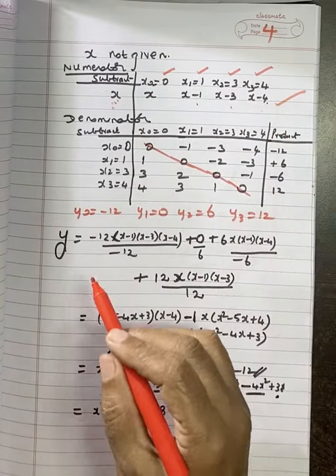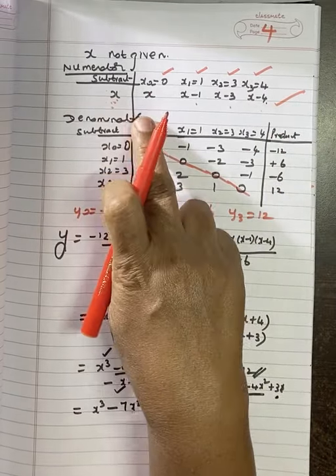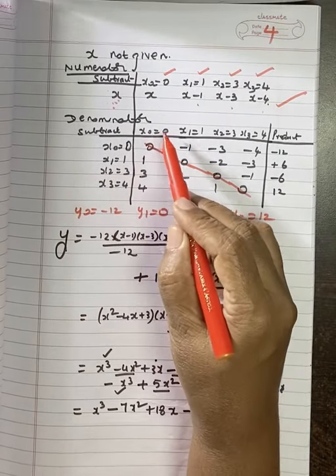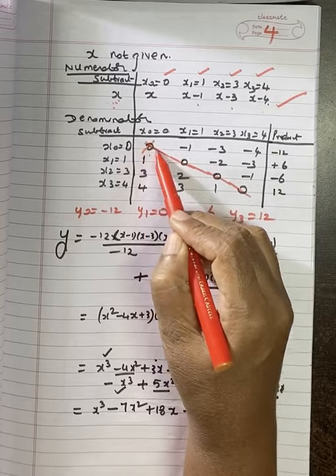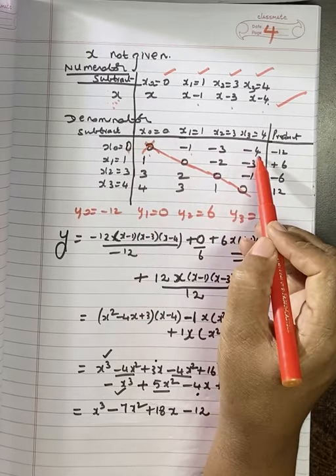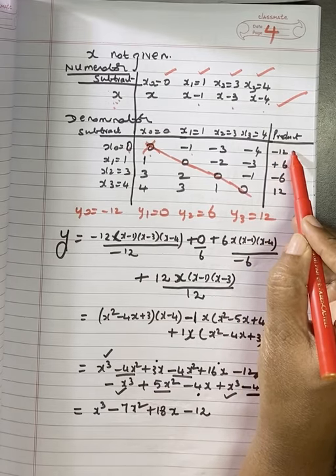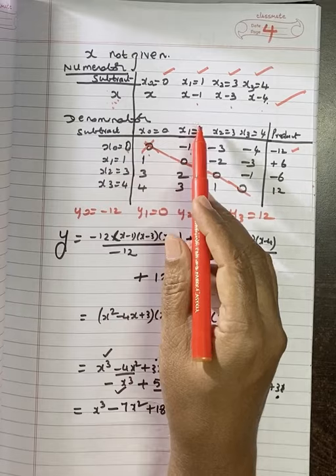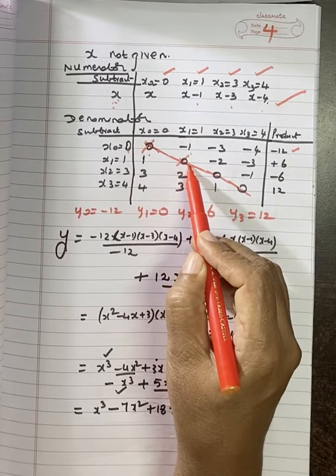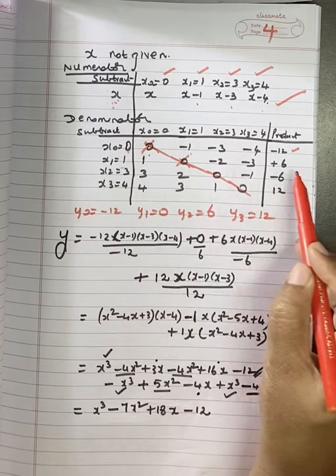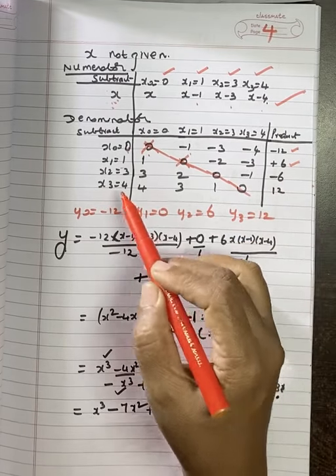Numerator is over. For the denominator, write all the x. Here also you write all the x, you subtract. 0 subtraction 0 is 0, you leave it. Minus 1, minus 3, minus 4. If you multiply, the answer is minus 12. 1 minus 0 is 1. 1 minus 1 is 0, you leave it. 1 minus 3 is minus 2. 1 minus 4 is minus 3. If you multiply, the answer is plus 6.